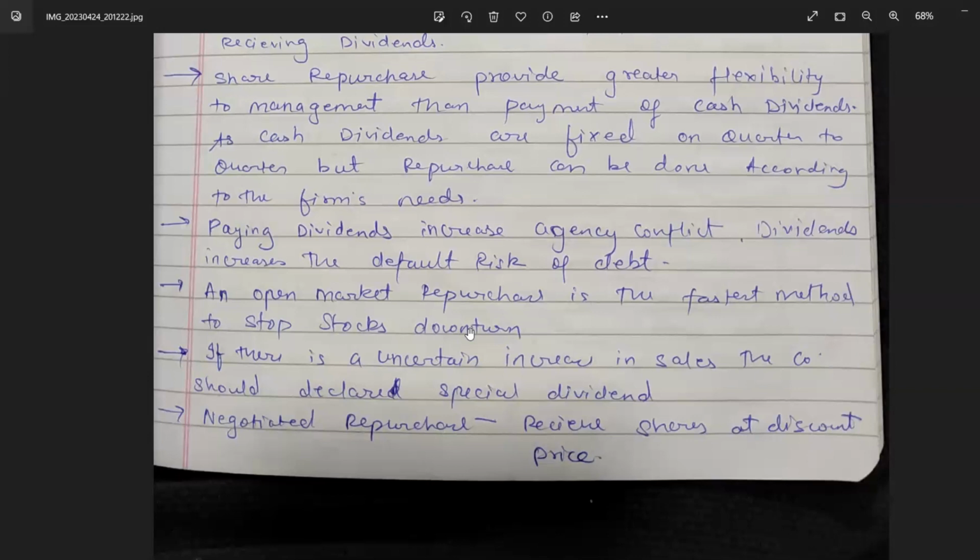Negotiated repurchases receive shares at a discount. Suppose a company wants to buy back its shares from a large institutional investor. They can negotiate on a price, and usually this negotiation occurs at a discounted price.